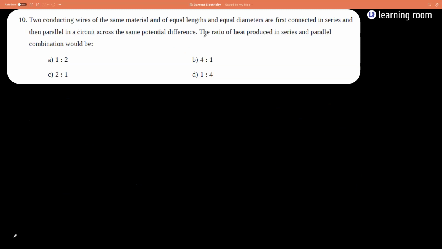Next. Two conducting wires of the same material, so same resistivity, and equal lengths and equal diameters. Equal length means L is the same, equal diameters means area is the same. They are first connected in series and then connected in parallel in a circuit across the same potential difference. The ratio of the heat produced in series to the parallel combination would be?